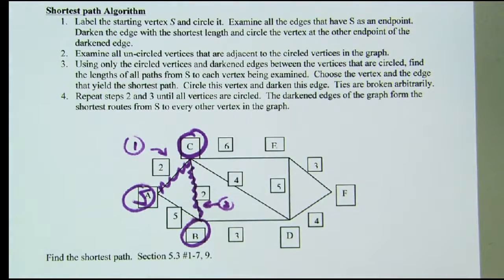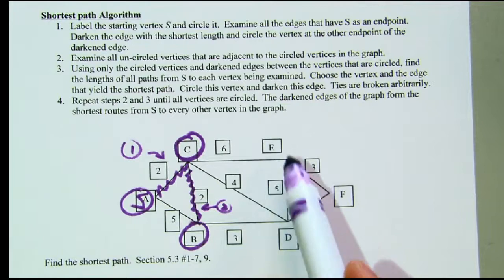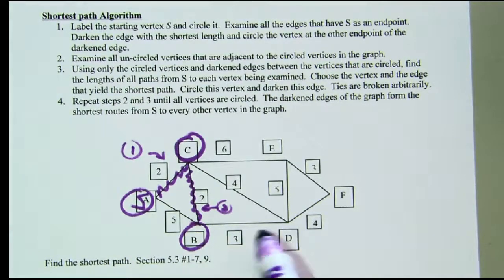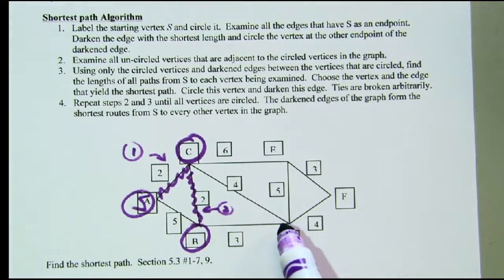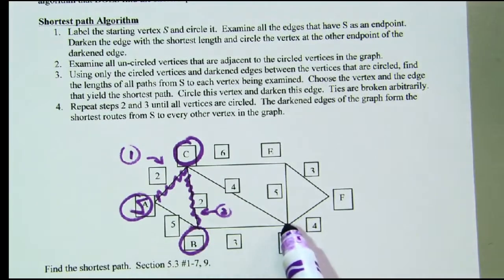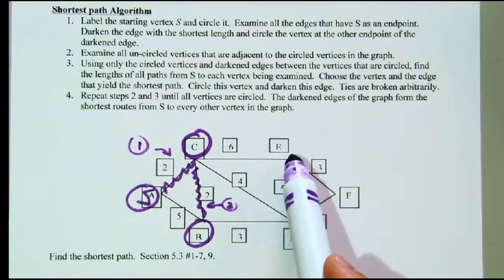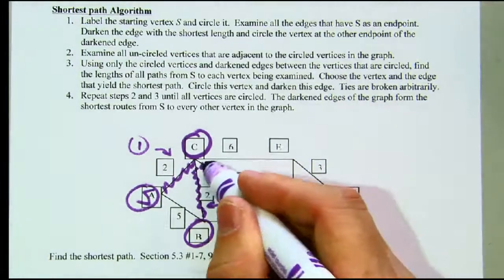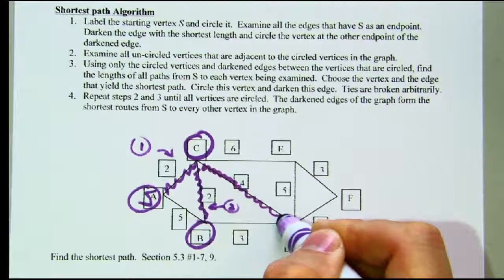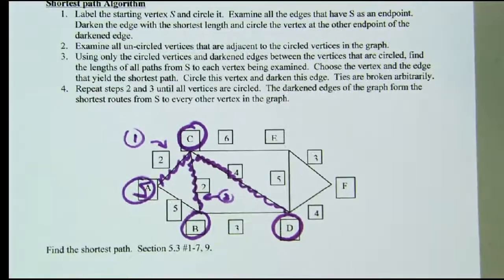Now we want to do this again, so we keep on repeating this. I look at the vertices that are adjacent to the circled ones. I got E and I got D. Those would be the ones, so I need to find the shortest paths to that. So I know I got 4 and I got 7. Here I got 6. Oh, that's looking promising. And then here I got 8. So the 6 is the shortest one. So there I'm going to circle the D.